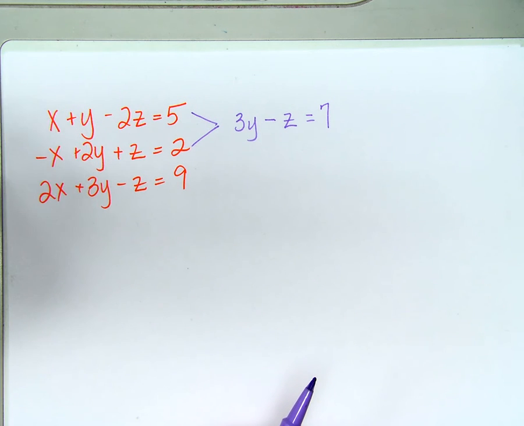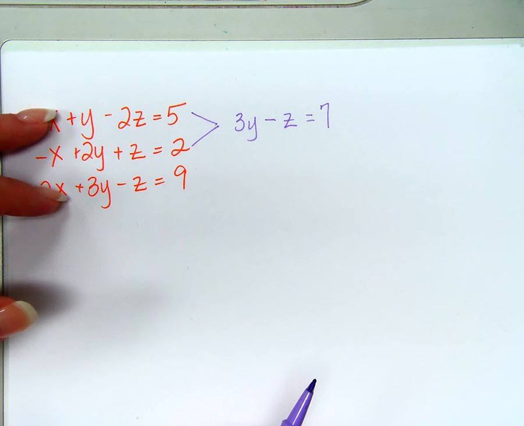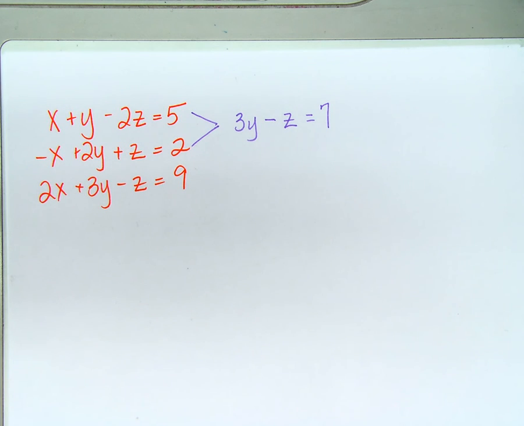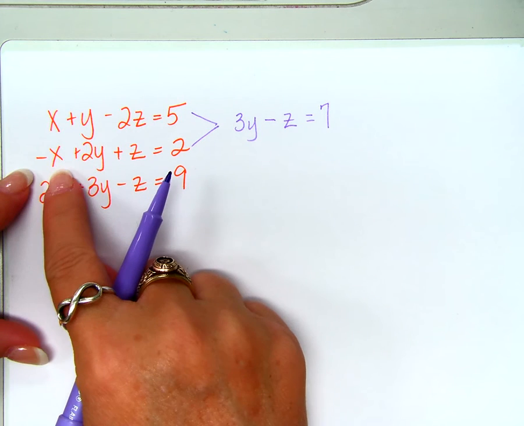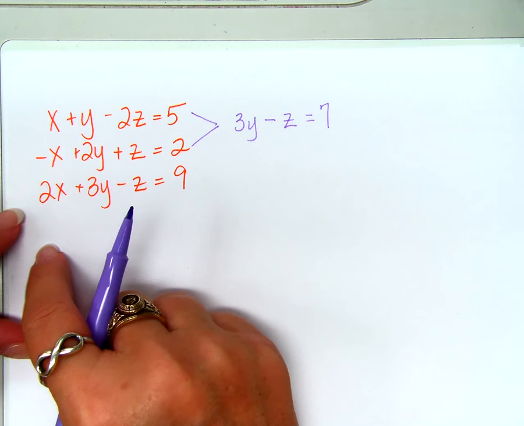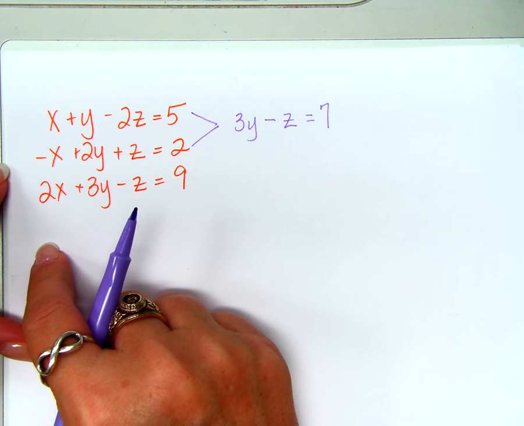So what are our choices if we can't eliminate 1 and 2? Could I do 1 and 3? Could I do 2 and 3? Yes. What do you think is the wisest choice here? Why 2 and 3? One's negative, one's positive. So if I'm going to eliminate 2 and 3, what do I have to do in order to actually be able to eliminate the x?